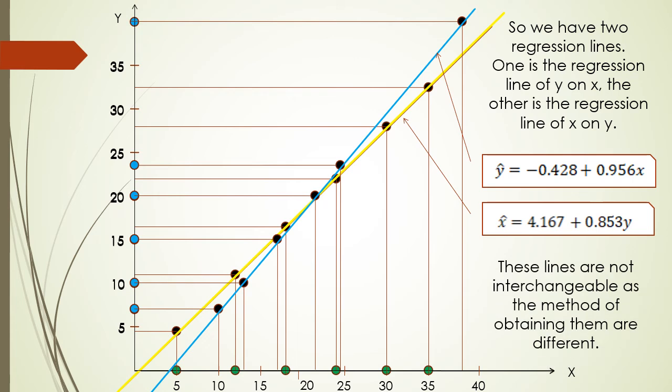These lines are not interchangeable as the methods of obtaining them are different. The regression line of y on x is obtained by minimizing the sum of squares of errors parallel to the y-axis, while the regression line of x on y is obtained by minimizing the sum of squares of errors parallel to the x-axis.